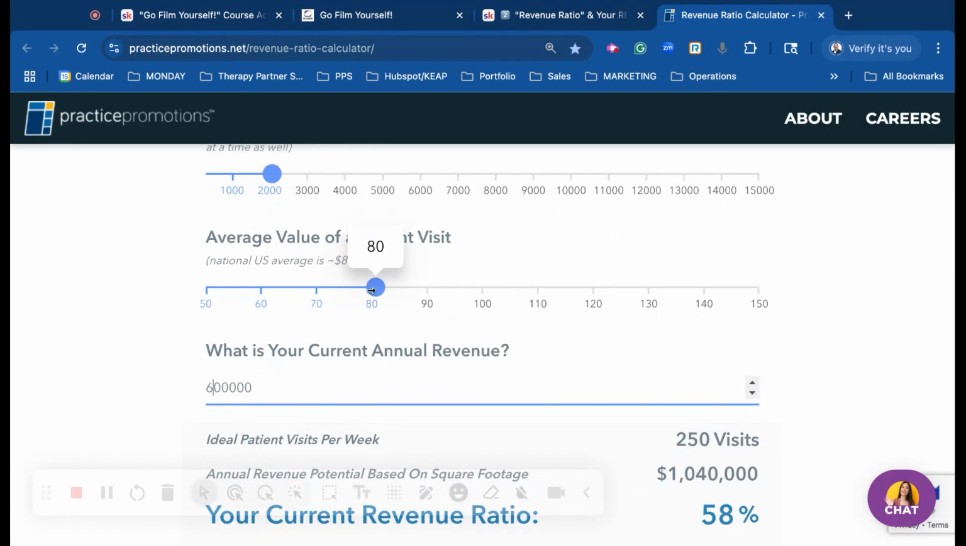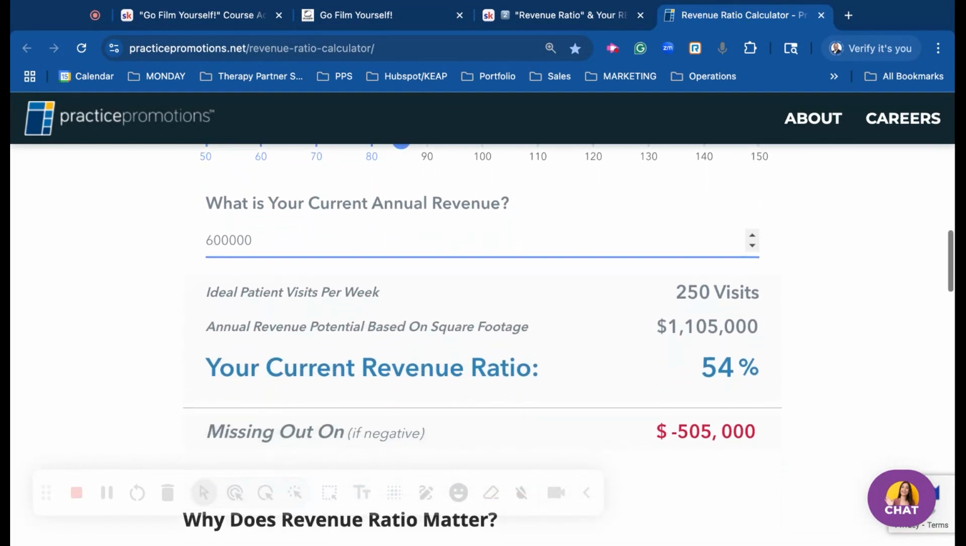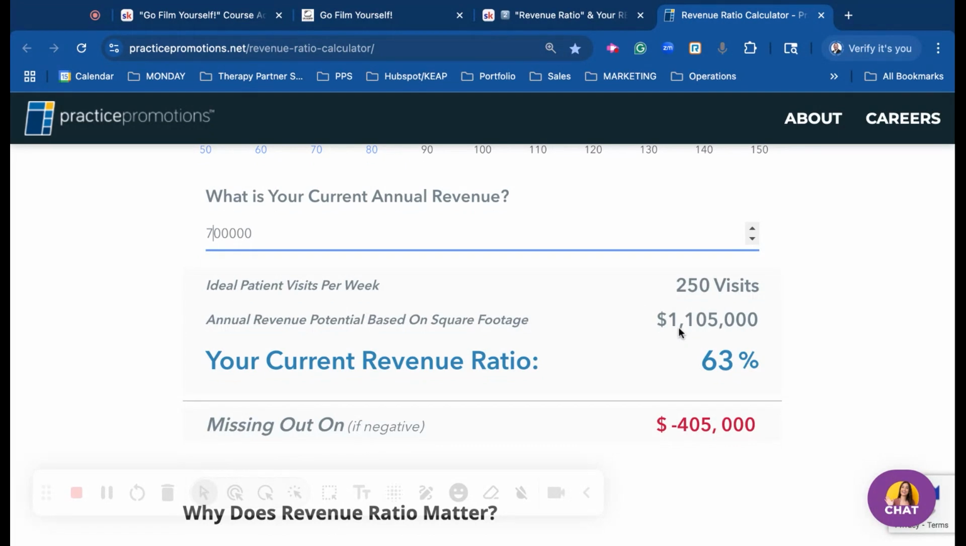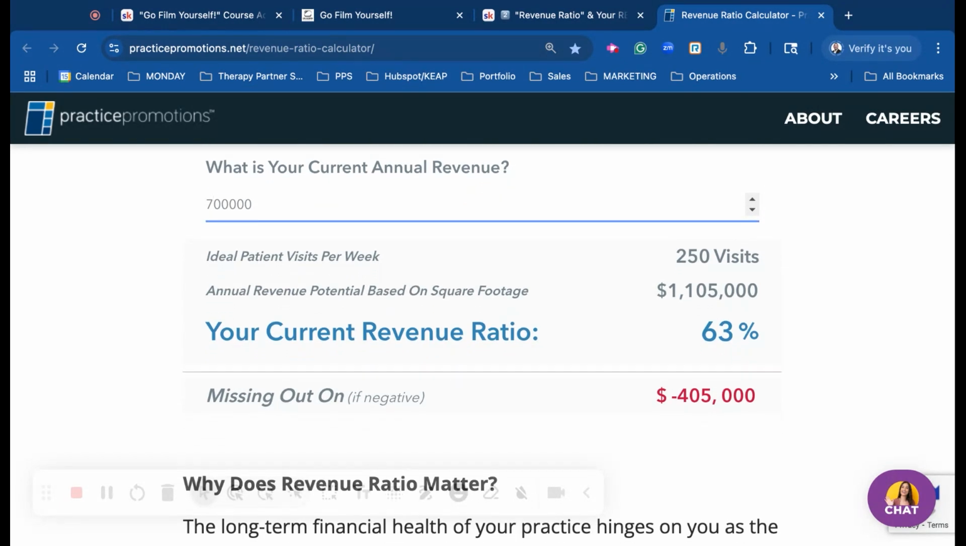So let's just say I have a 2,000 square foot facility, and my average revenue that I get per reimbursement per visit is about $85 per visit on average. And so I can punch in here how much my clinic's making. Let's say I make about $700,000 a year. Well, off of that amount there, my ideal patient visits per week is 250 patient visits, and so I'm not hitting that. And my annual revenue ratio potential, based on my square footage, is about $1.1 million.